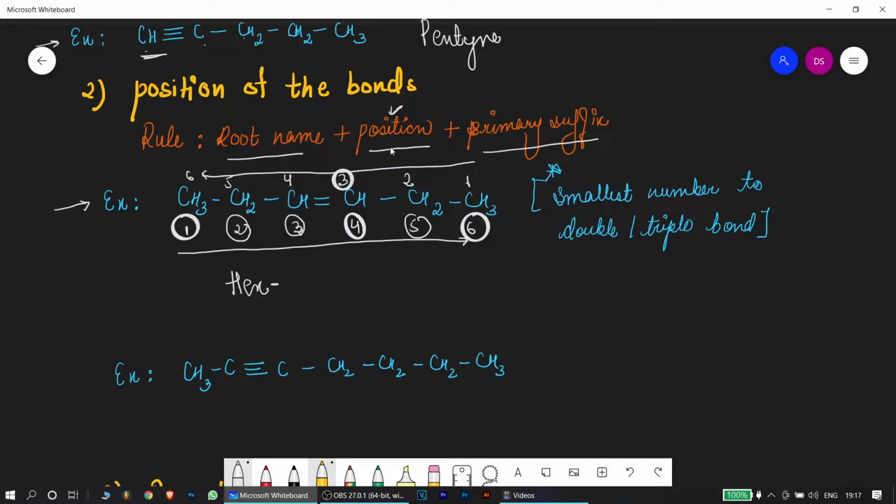We write the position, that is 3, and then we put a slash again and then we write hexene. Hex-3-ene. That means it is a carbon chain with 6 carbons. On third position, we have unsaturation. So it is going to be hex-3-ene.